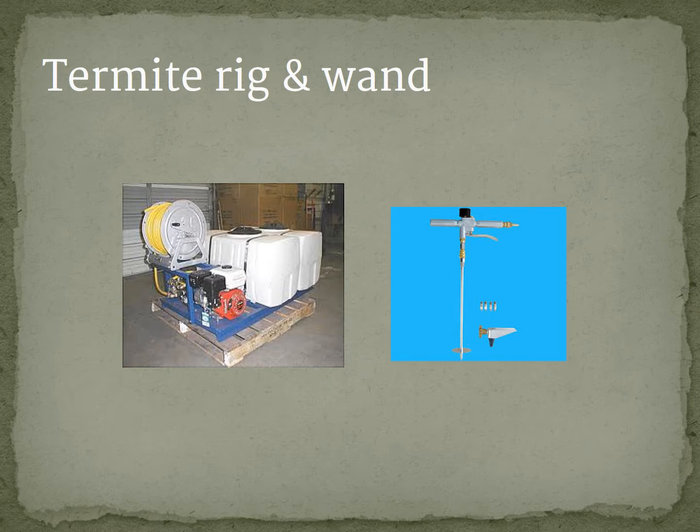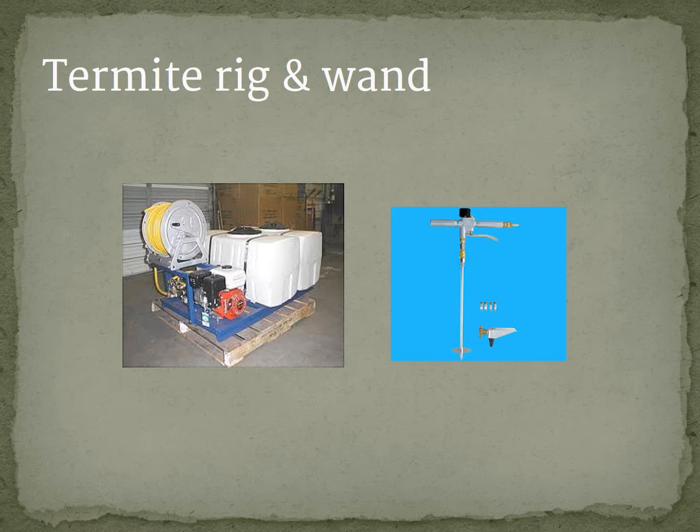If you're going to do a lot of pre-treats, you may even want to get a 500-gallon termite rig. Obviously, at that point, you're going to need a larger truck as well. So, depending on what your company's strategy is or what you want to do, probably a 100-gallon tank for most termite companies will pretty much get them where they want to go.